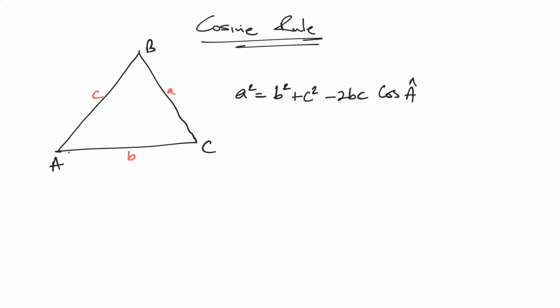I can start this with anything I want. Notice b, c are in there. So I can start with b squared if I want, and then have a squared and c squared, a, c, and then finish with b, and so on. So it's completely interchangeable. The question now is, when do you use the cosine rule?